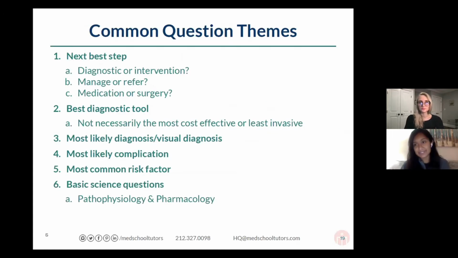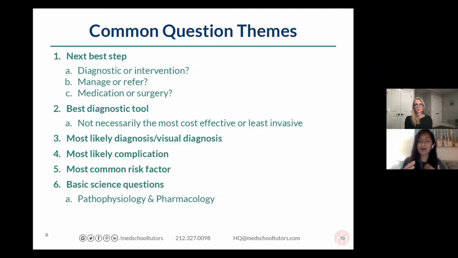So, common themes that you'll see in Step 2 questions. There are a few really important features. So the first is really, what is the next best step? Often you'll have a patient come in with A, B, C, and D symptoms, right? They'll come in with a classic clinical presentation of something. And of course, it would be very easy for them to say, what's the diagnosis?